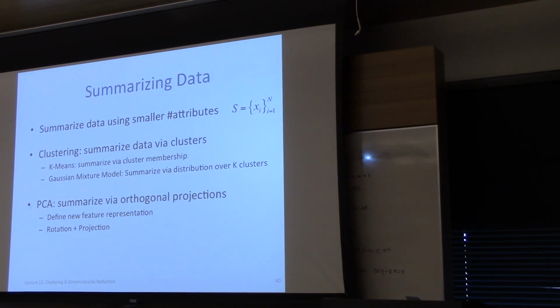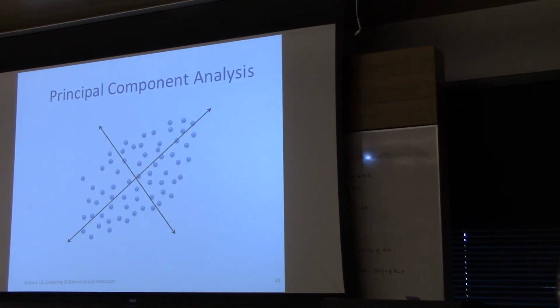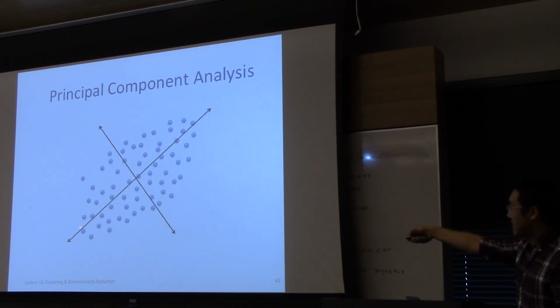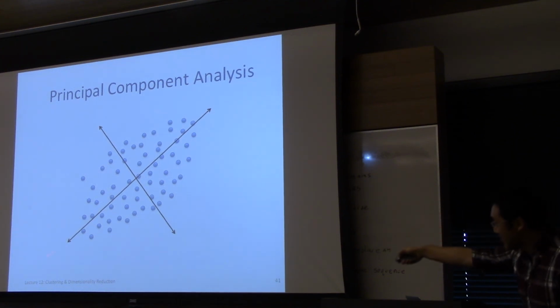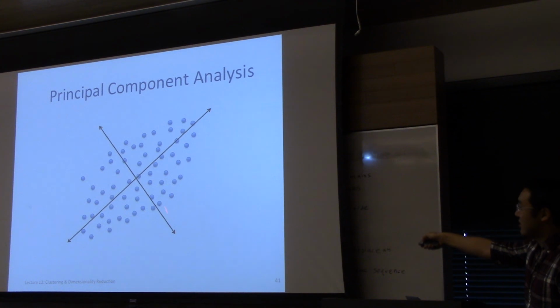So clustering, using k-means as an example, clusters via cluster membership. If I were to use that to summarize the data, it's the cluster membership IDs that I use. In PCA, I summarize via orthogonal projections. So I define a new feature representation that is a rotation and a projection of the original feature representation. If this is the data and the original feature representation is the horizontal axis and the vertical axis, I want a new feature representation that defines how far each data point projects along this rotated axis, and how much each data point projects along this other rotated axis.